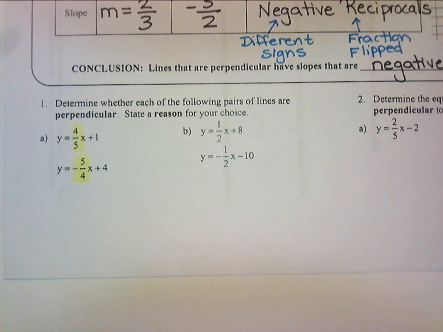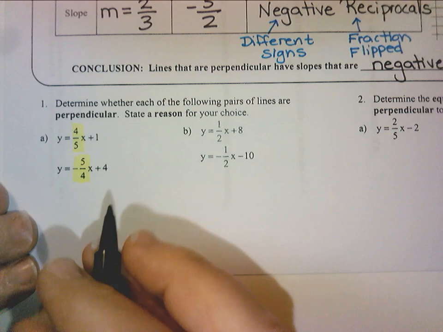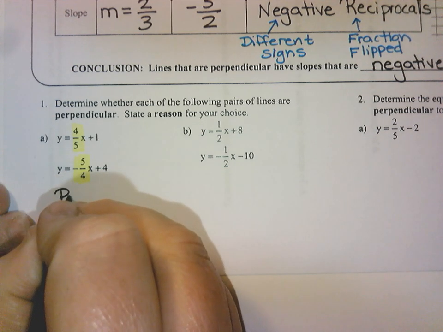And I'm going to ask myself, do they have different signs? That's the negative part. And the answer is yes. One of them is negative, one of them is positive. And then the second part, are the fractions flipped? And the answer is yes, those fractions are flipped. So these are perpendicular.